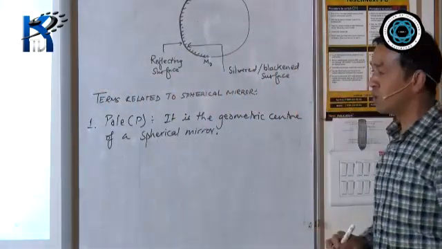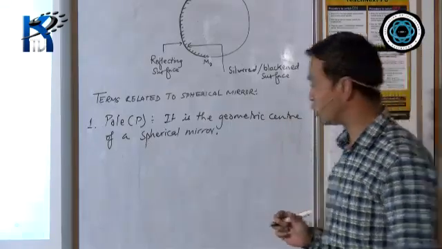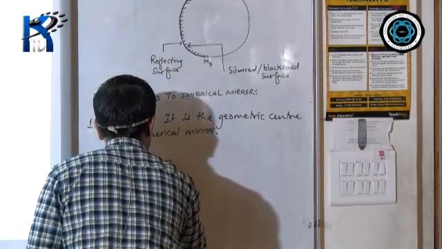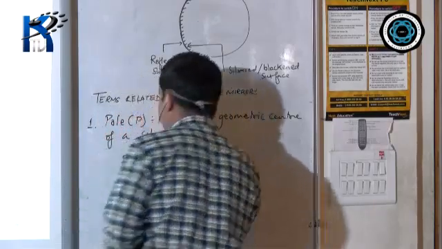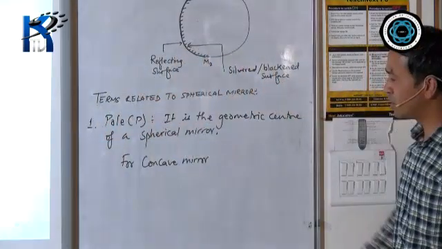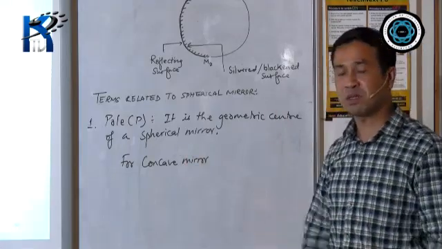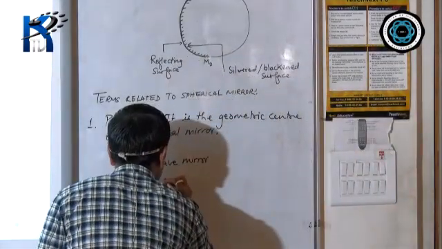Now I can show with the help of a diagram where the pole of a spherical mirror is usually located. Now let me do it first for the concave mirror. Remember that spherical mirrors are of two types. We already classified them: one is called the concave mirror, one is called the convex mirror. But the pole is defined for both mirrors, whether it's concave or convex. So let me draw the pole of a concave mirror.